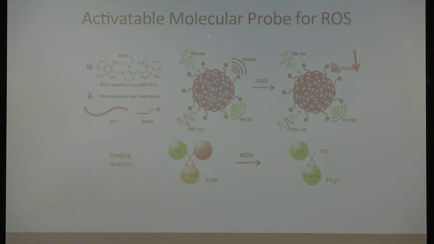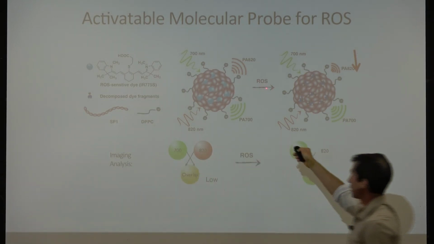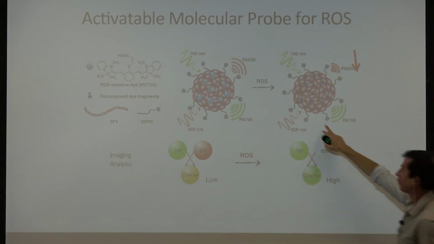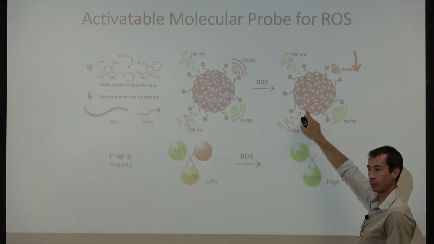So we created a nanoparticle made out of this semiconducting polymer. The semiconducting polymer absorbed 700 nanometer light and produced photoacoustic signal, okay? Then we doped in this other thing that was specific to reactive oxygen species, and it produced photoacoustic signal at 820. When the ROS, the reactive oxygen species, was there, it cleaved this, so this thing no longer produced photoacoustic signal. And we were only left with signal from the semiconducting polymer. Okay?